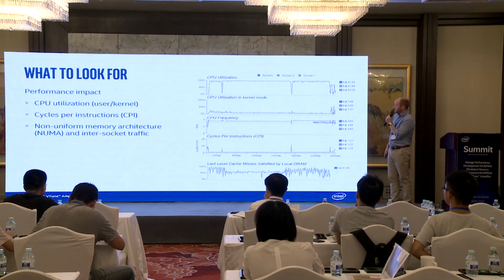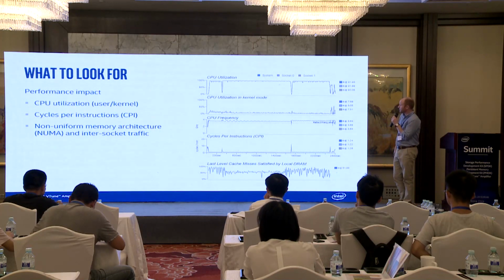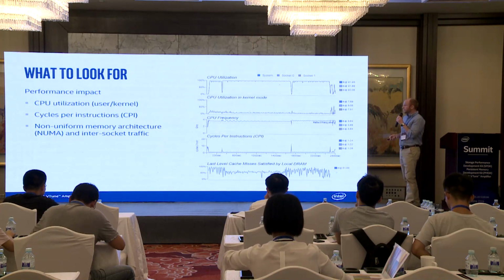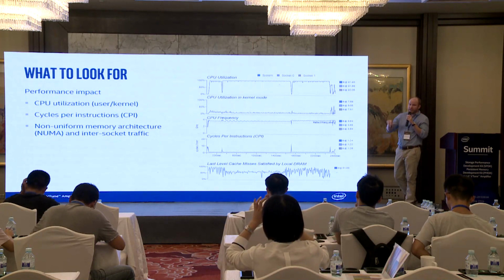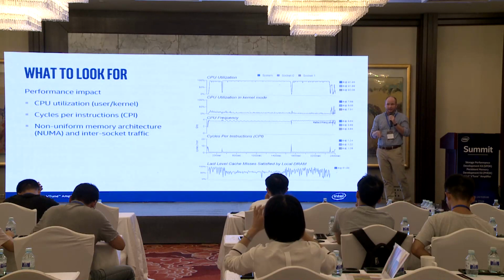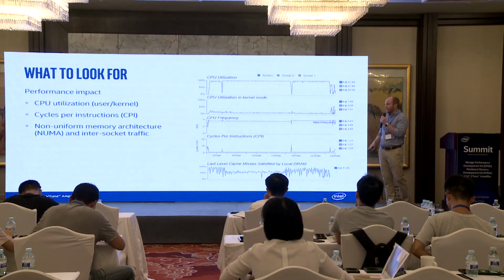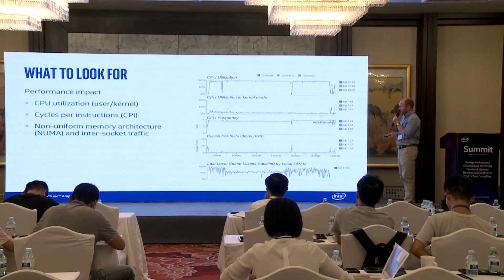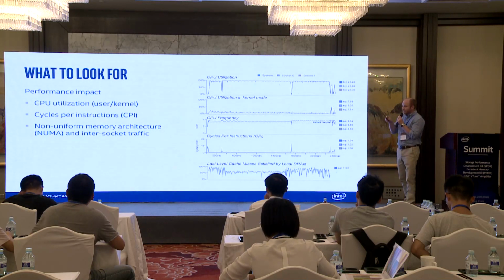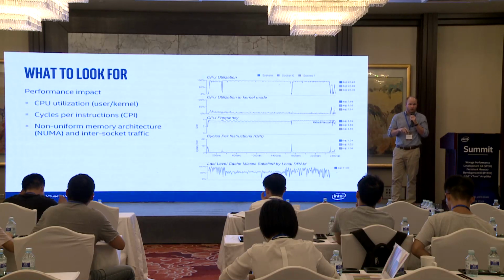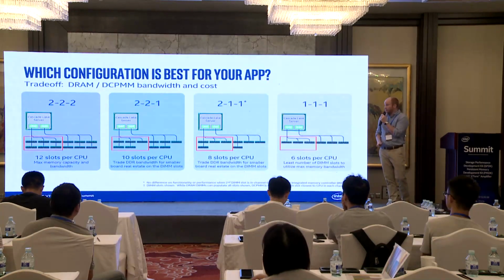Some of the metrics that impact performance that you want to look for are CPU utilization. One very important concept to understand for performance tuning at all is how important CPU utilization is, right? So CPU utilization is a key indicator for whether you have available capacity.